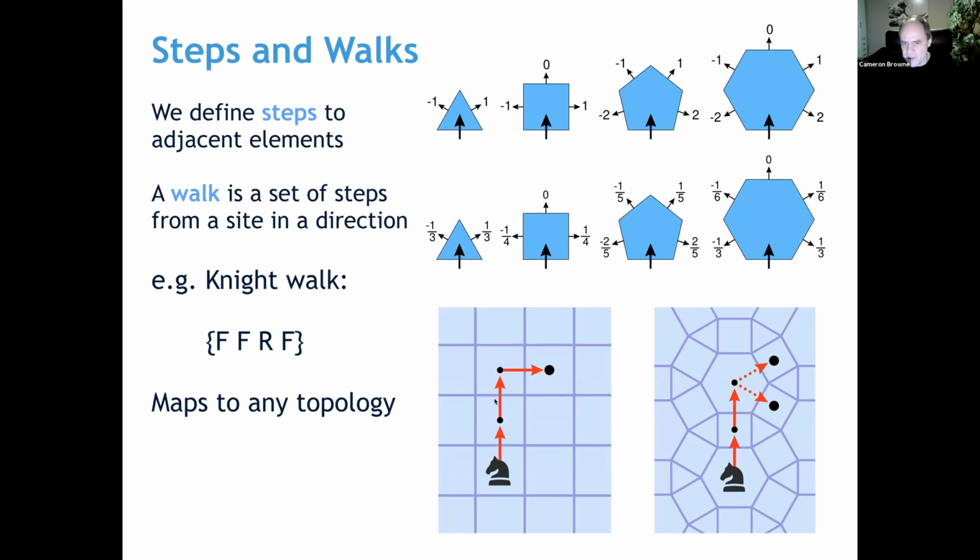So here we have a knight move, and the walk for this knight move is forward, forward, right, forward. So this is just one of the possible knight moves. A nice thing about describing moves this way is that we can take this move and just map it to any topology. We can just take it and move it to any board. There can be ambiguities. For example, we don't know if the final right step should be to this cell or to this cell, but there are ways to resolve these.